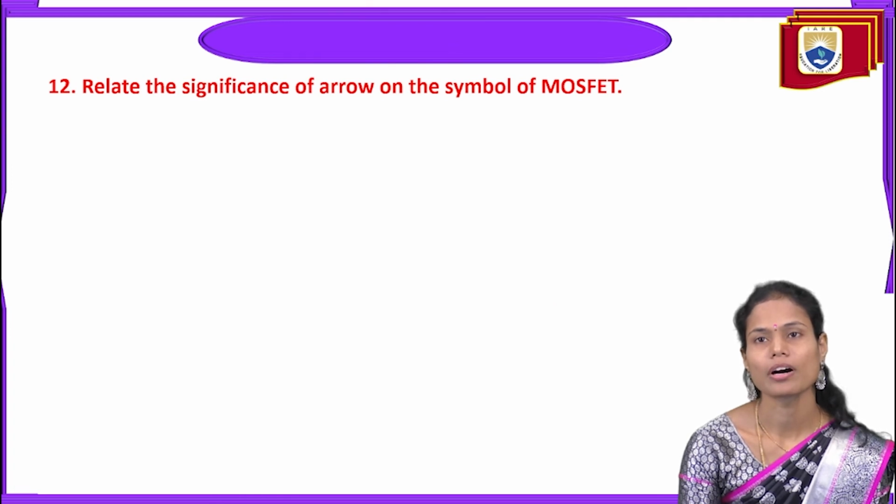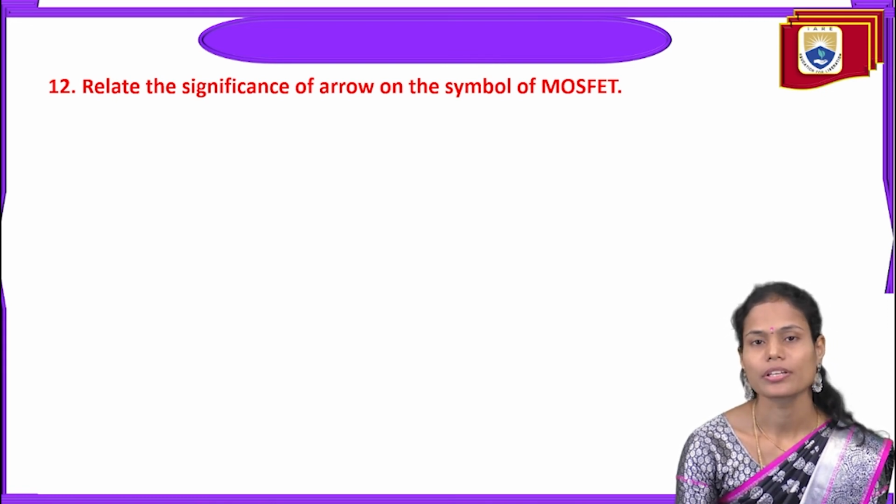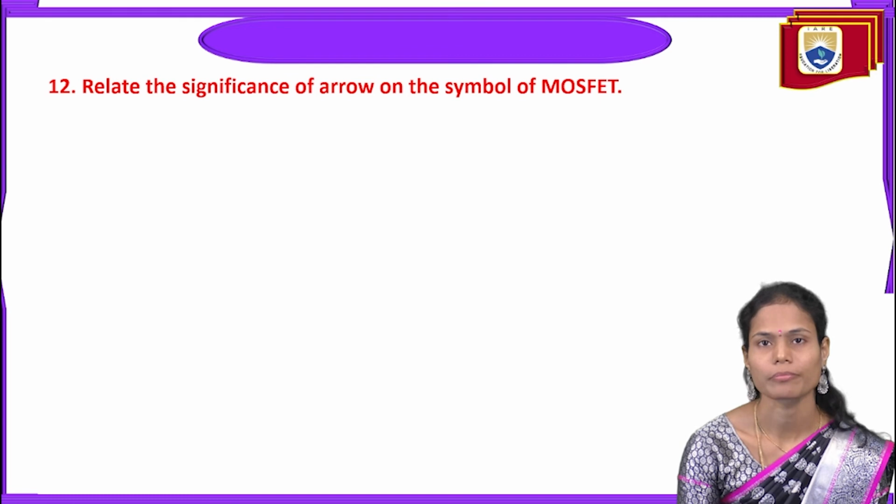Relate the significance of arrow and the symbol of MOSFET. See, always the arrowhead in the MOSFETs or BJTs indicates the direction of current flow here.